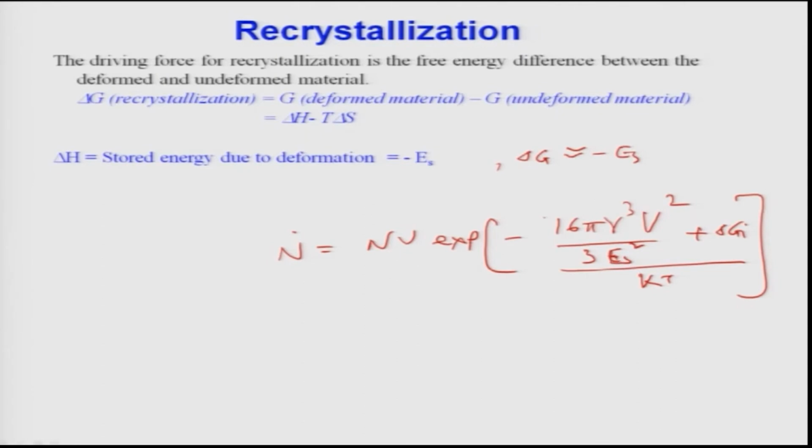ES is the stored energy, nu is the frequency, n is the number of atoms present, and gamma is the surface energy. K is the Boltzmann constant, T is the temperature, and what is delta Gi? Delta Gi is the activation energy for the grain boundary diffusion. Why does it come into the picture? Because the grain boundary moves during this process, that's why.